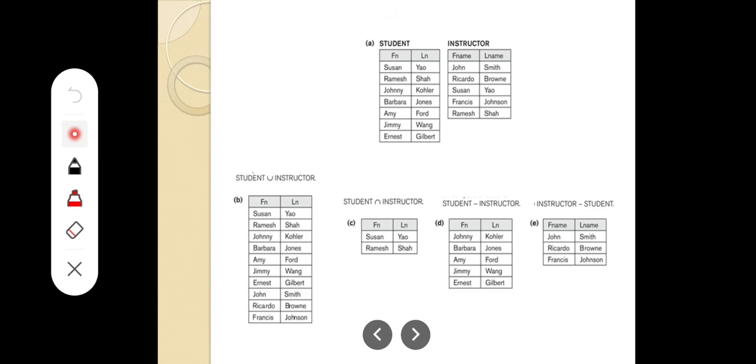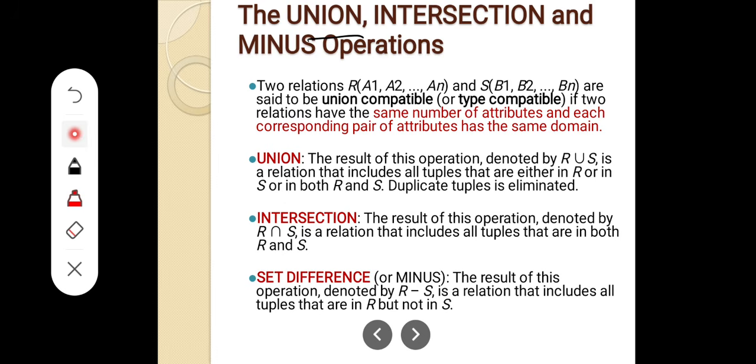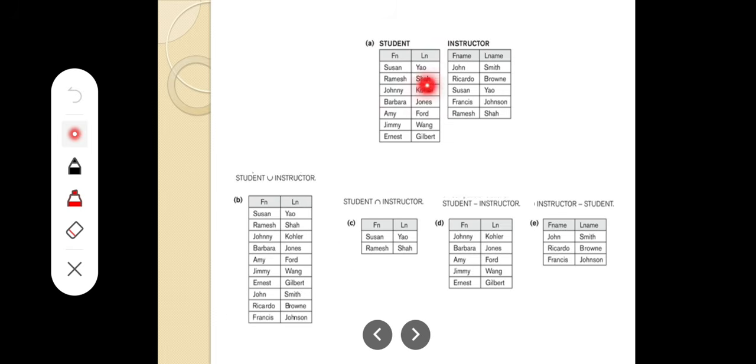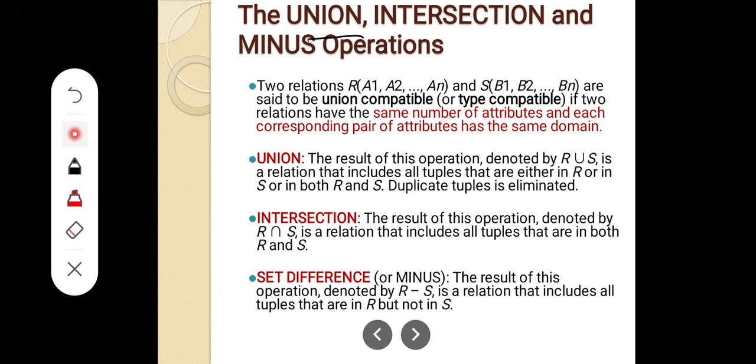What about the next concept, intersection? What is intersection? Only the tuples common to both will be displayed. So here Susan Yao and Ramesh Shah are common. Only those tuples will be displayed. That is student intersection instructor. The result of this operation, denoted by R intersection S, is a relation that includes all the tuples that are in both R and S.